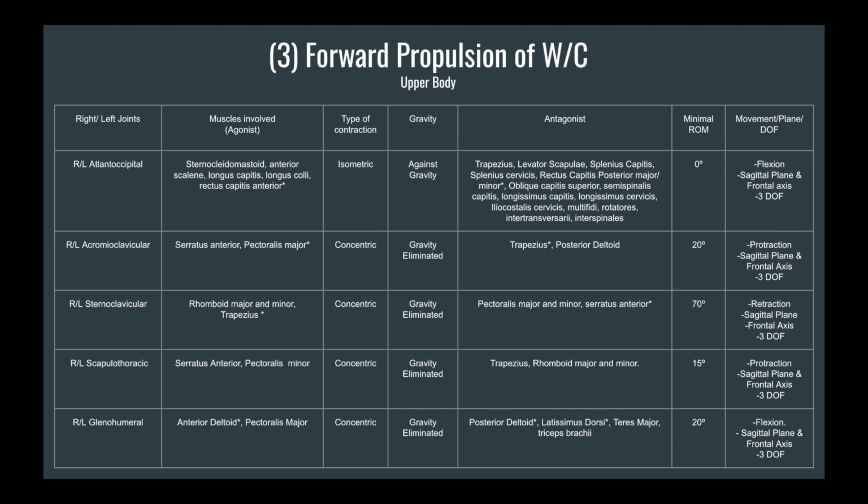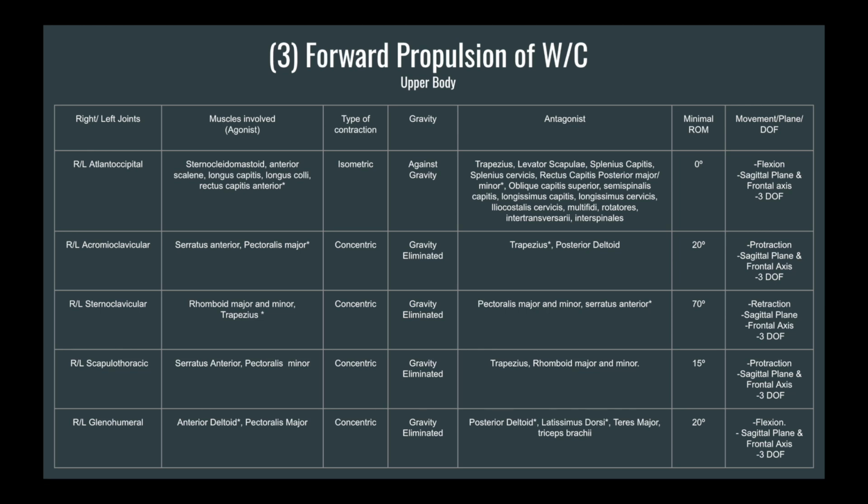For the acromioclavicular joint, it is going to be in protraction in the sagittal plane and frontal axis, with the pectoralis major being the main agonist and the trapezius being the main antagonist. For the sternoclavicular joint, it is going to be in retraction in the sagittal plane and frontal axis, with the trapezius being the main agonist and the serratus anterior being the main antagonist.